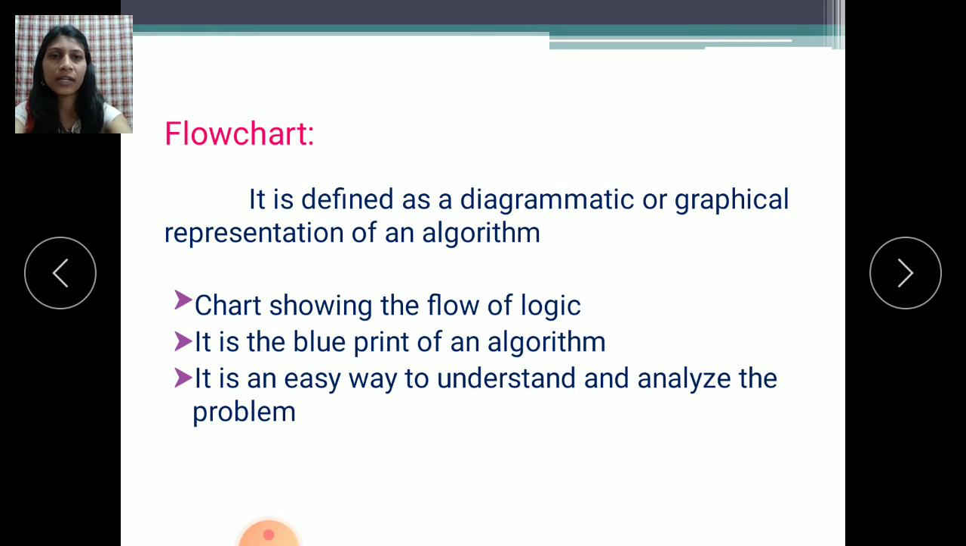See here, flowchart. It is defined as a diagrammatic or graphical representation of an algorithm. Means whatever programmable steps you have written in the algorithm, you write down those steps in diagrammatic or graphical representation. Means whatever steps you have written in the algorithm, you write down those steps in diagrammatical form. Draw the diagram of those steps. That is called a flowchart.